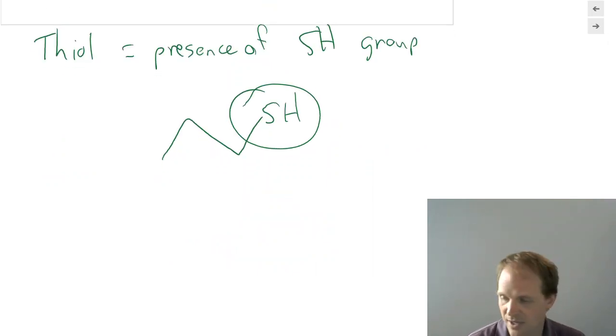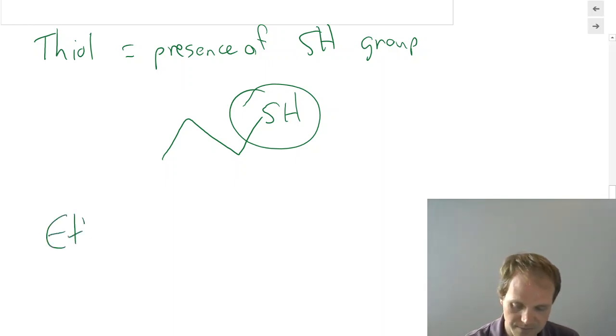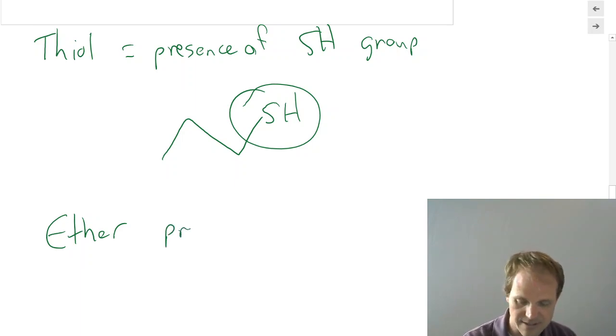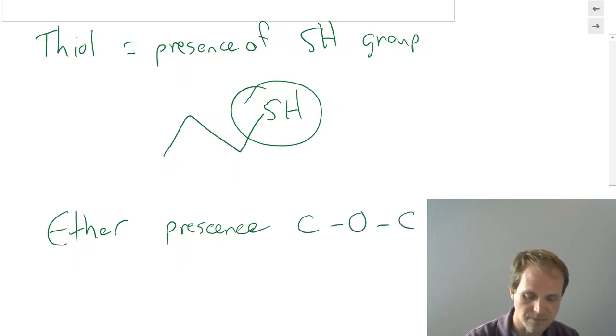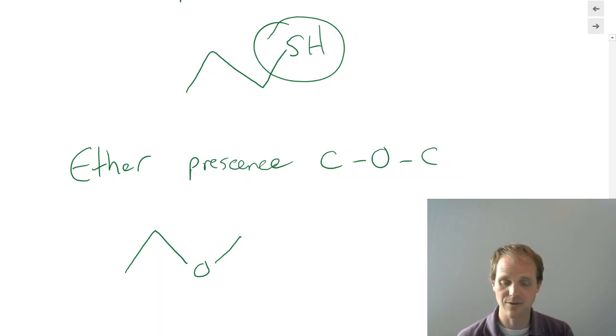All right, the next one is the ether. What is an ether? Okay. An ether is the presence of a COC bond. So it's an oxygen in the middle of a couple carbons. And there we have an ether right there.